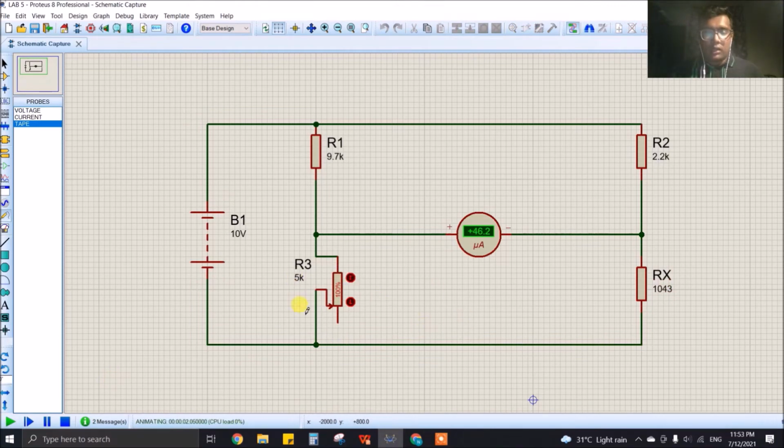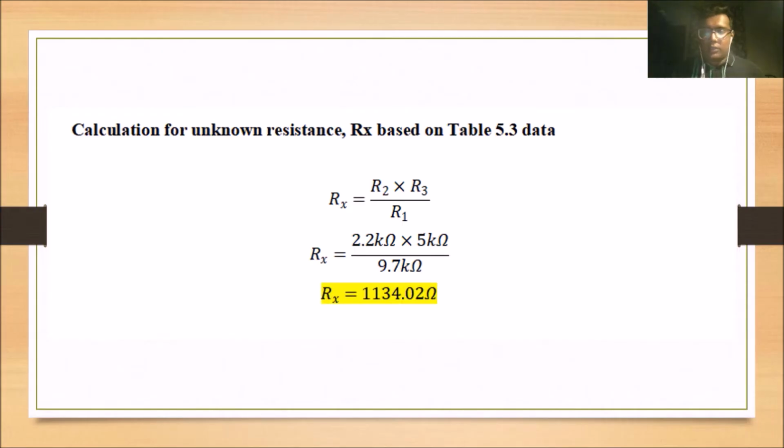Okay, when R3 is at 100% usage, the value shown in the current reading is 46.2 microampere. So we need to vary this R3 resistance. So let's look at what happens when we adjust this R3. We need to make sure that the current reading is near 0. Okay, as you can see, this is the nearest value to 0.